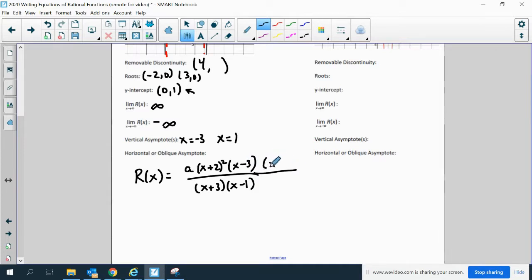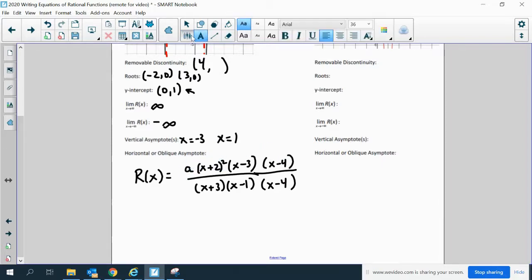So we have (x - 4) over (x - 4). Now, when I'm calculating everything to find the a value, I probably don't need to have these, but I'll put them in anyway. So if I substitute in 0, 1, actually, I'm not going to put it in. I'm going to make my life easier.